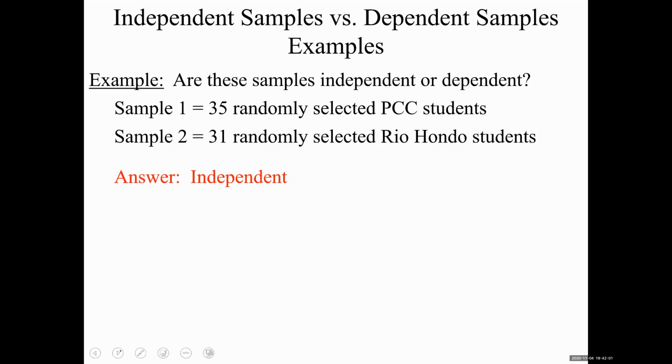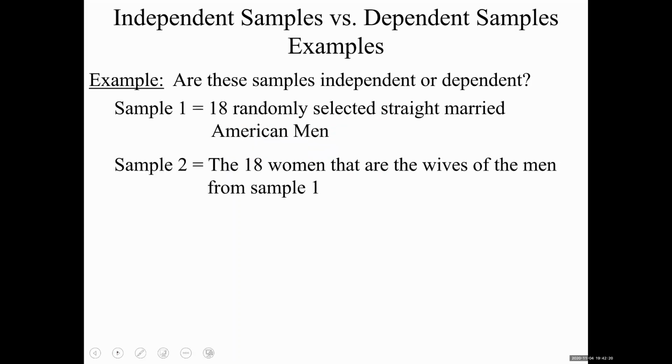One way to tell that they're independent is the sample sizes are different. Also, are these samples related to each other? No, they're randomly selected, just like picking names out of a hat, and then another group of 31 randomly selected, like we're drawing again out of a hat. So they're independent. All right, let's go to the next one.